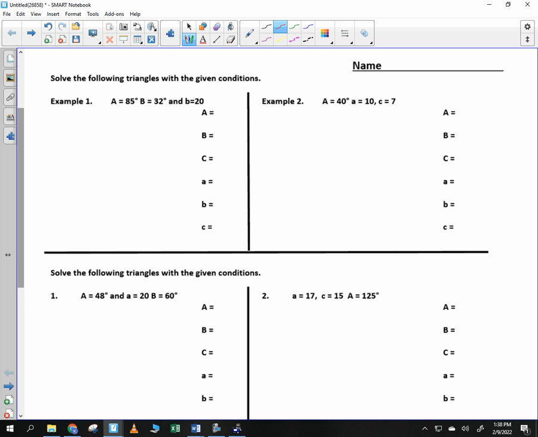We have something in front of you called example 1 and example 2. We are right now going to focus on example 1. I'm going to draw a triangle where I have A, B, and C. A is 85 degrees. B is 32 degrees. And side B is 20.